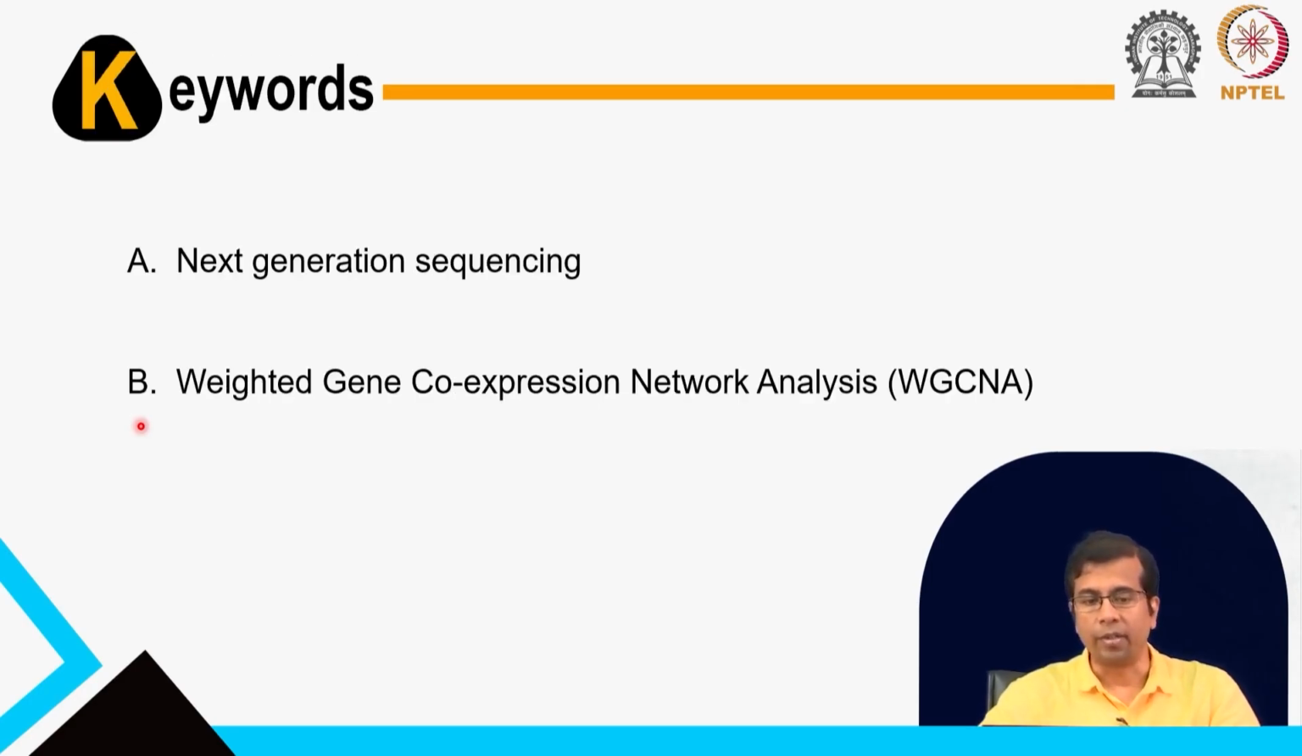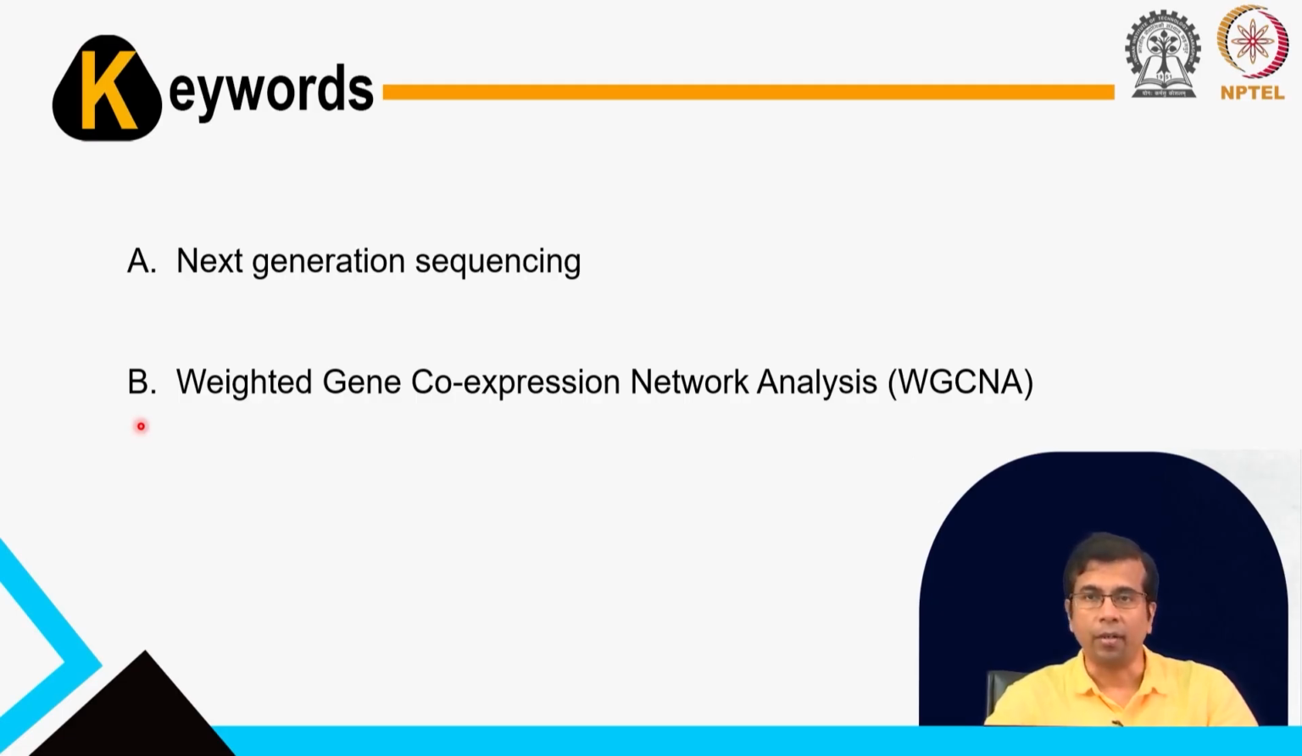Okay, so these are the keywords you will see. For example, next generation sequencing is the first keyword, because most of the gene expression data that we will be handling will come from next generation sequencing platforms like Illumina. And the co-expression network analysis that we will see is called weighted gene co-expression network analysis, or WGCNA.